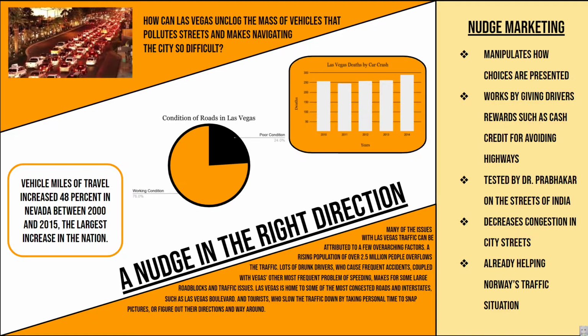Our goal here was to persuade our audience, which is our classmates, to follow our cause and believe in our solution to help the problem be fixed via nudge marketing. Our problem is listed at the top left right here, which is how can Las Vegas unclog the massive vehicles that pollute the streets and make navigating the city so difficult. And our solution is right here, which goes into detail about nudge marketing and where the areas of traffic are the heaviest. And here is nudge marketing in further detail.